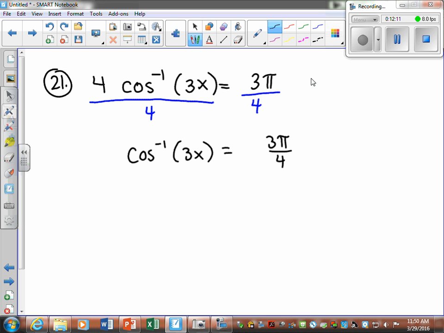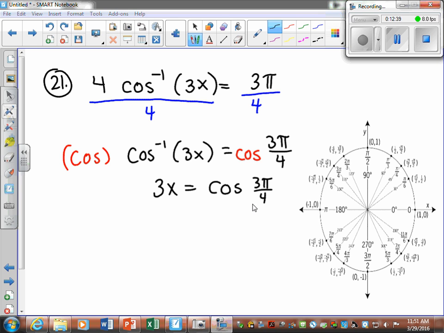All right, now what do we do to get rid of that cosine inverse? Multiply both sides by the cosine. Whatever you do to one side, do to the other side. This property right here would just give us this value, which this time actually is a 3x, is equal to cosine of 3 pi over 4. Okay, let's go evaluate this first. Cosine at 3 pi over 4 is right here. The cosine value is negative square root of 2 over 2. So we evaluate this and we just bring that down.